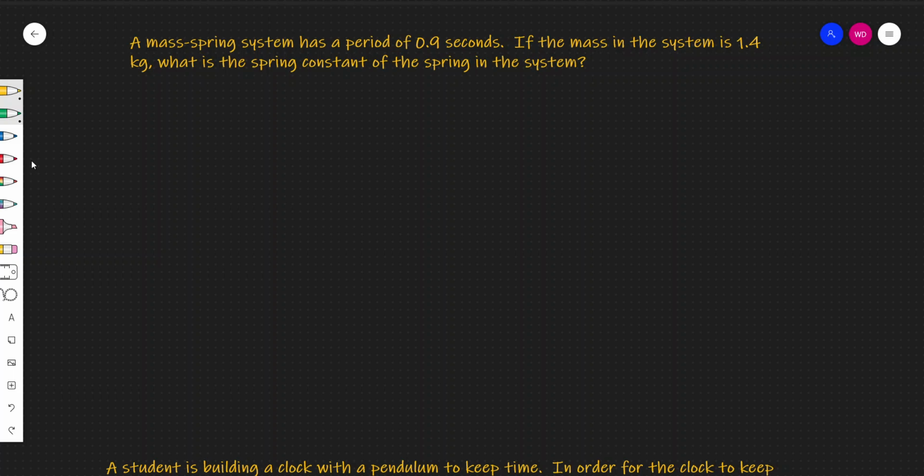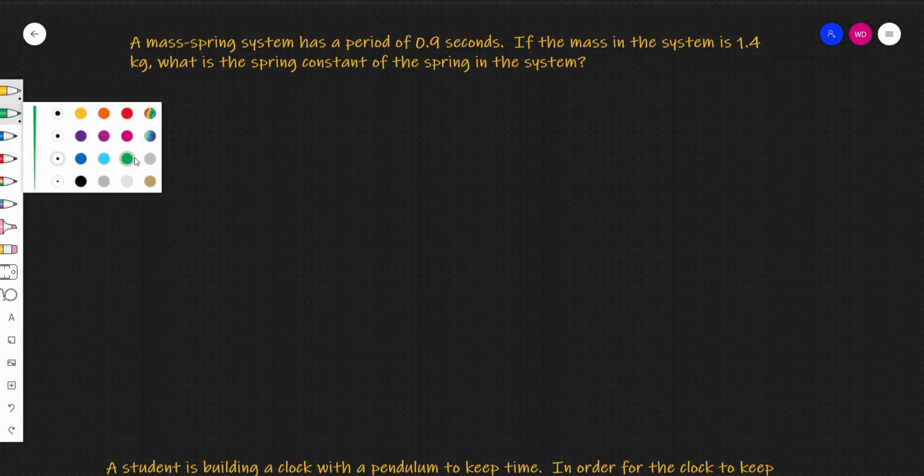In this video we're going to be looking at objects that we know are in simple harmonic motion, both a mass spring system and then a pendulum, and we're going to try to determine the different variables associated with a given system. So in our first problem it says a mass spring system.